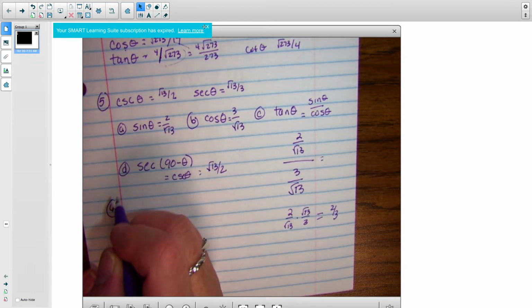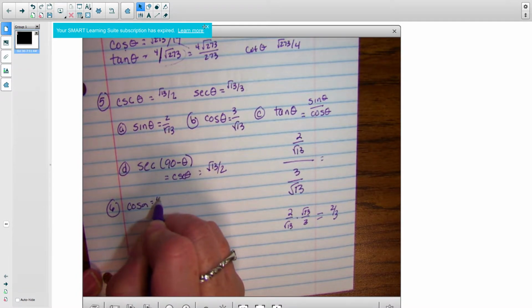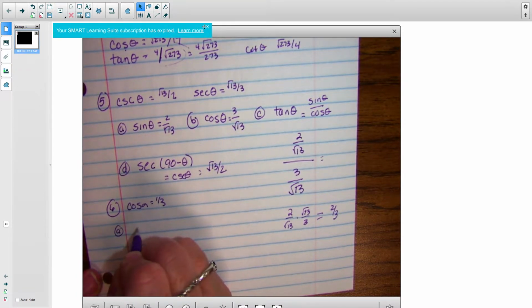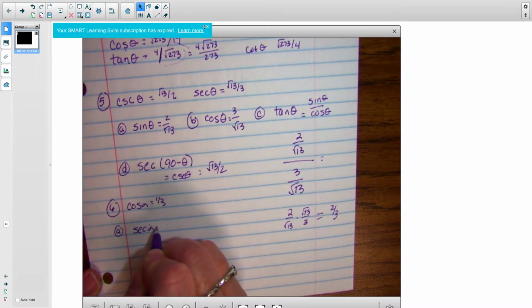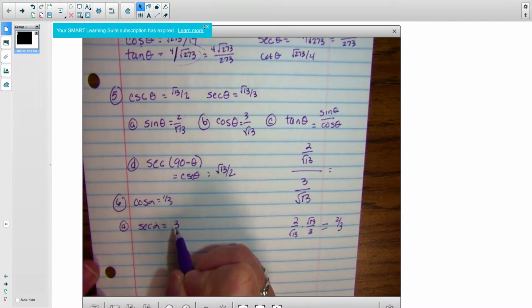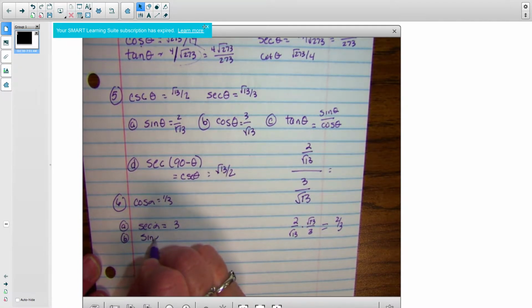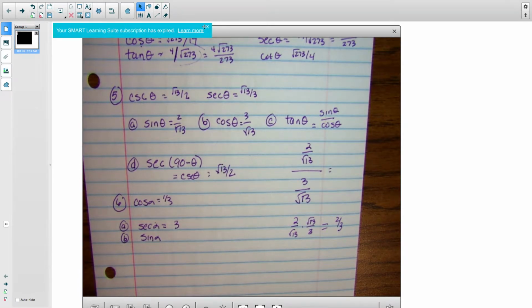Number 6. I have cosine. It's the only one they give us. Well, what's secant? It's the reciprocal of cosine, which is 3. Next one they ask us to find sine. I only know cosine and secant. How am I going to find sine?